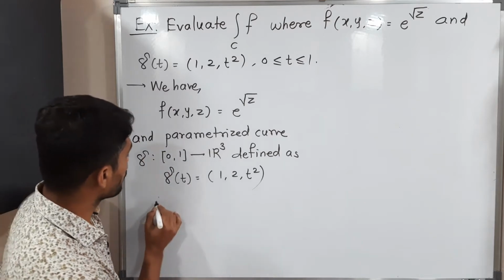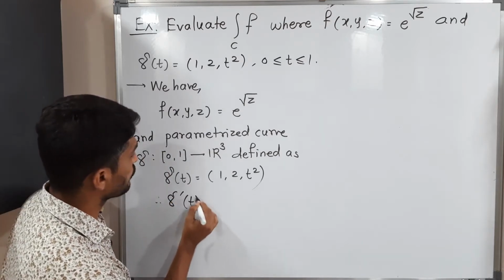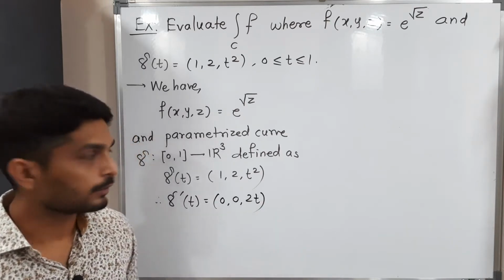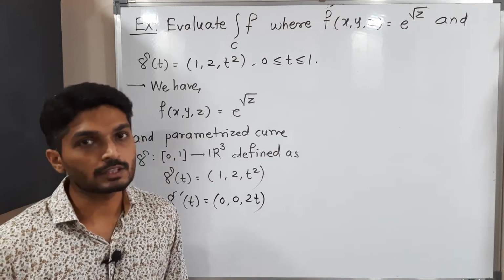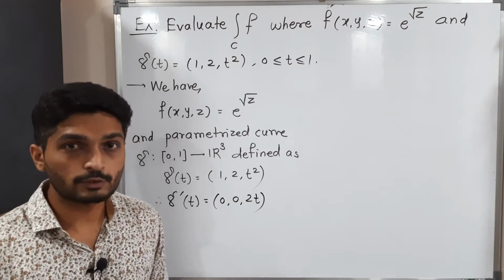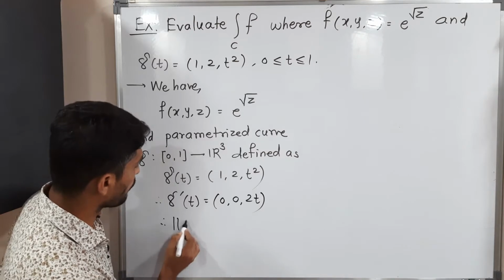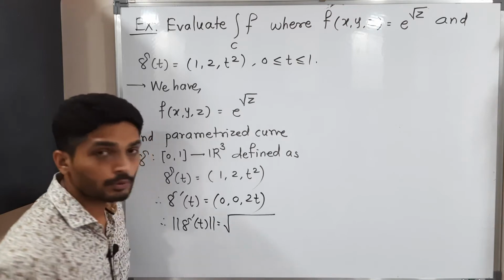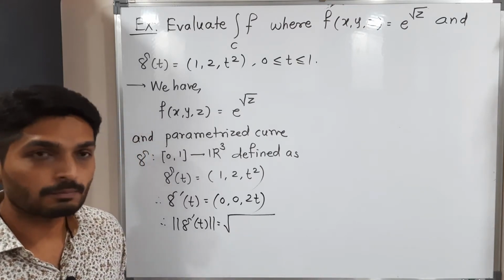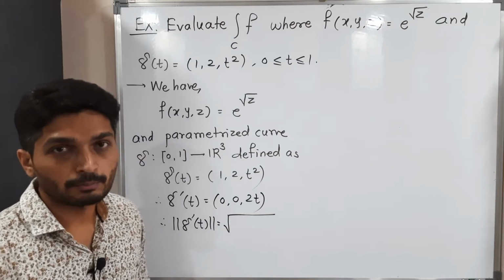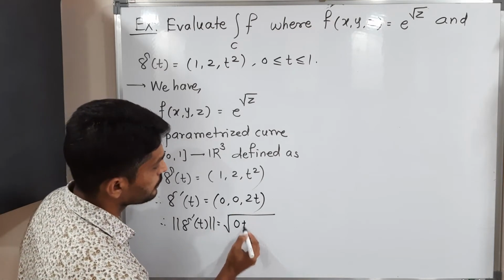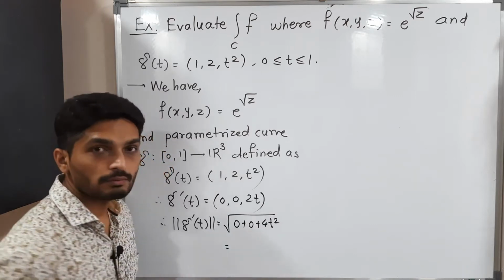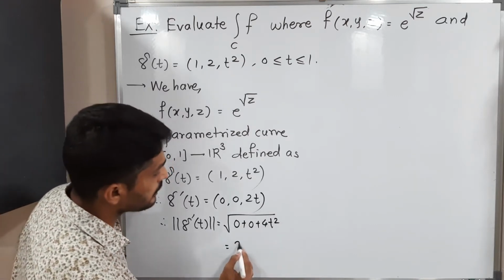We have gamma of t, so I will first find gamma dash of t. What is this derivative? (0, 0, 2t). Component wise, the derivative of constants is 0 and the derivative of t square is 2t. After that we will find its norm. Therefore, the norm of gamma dash of t is equal to the square root of the sum of squares of each component. Square of 0, 0, square of 0, 0, square of 2t is 4t square. So we have 4t square and its square root is 2t.